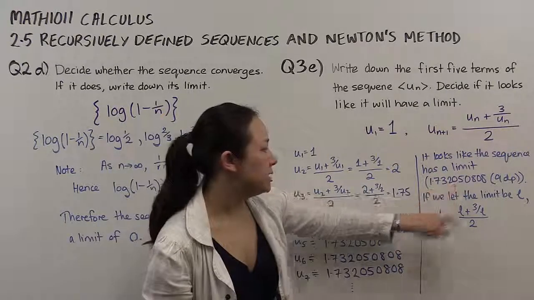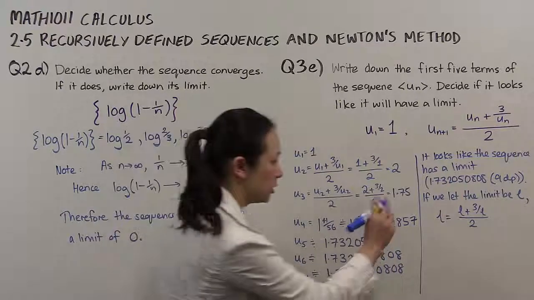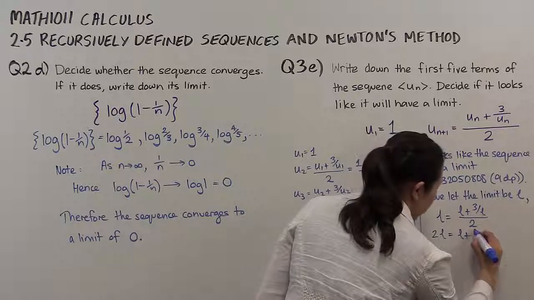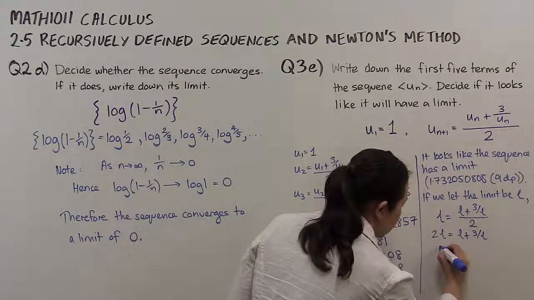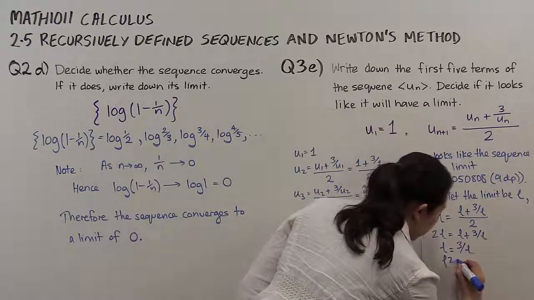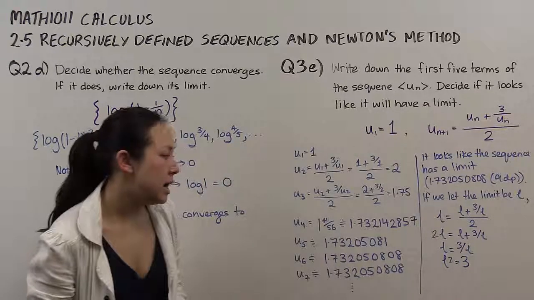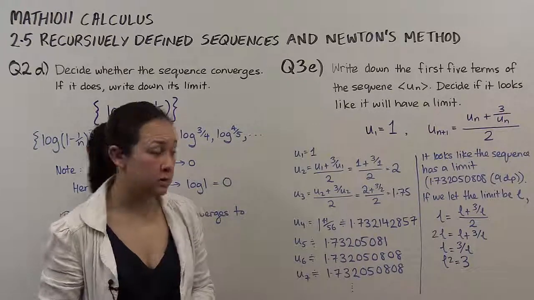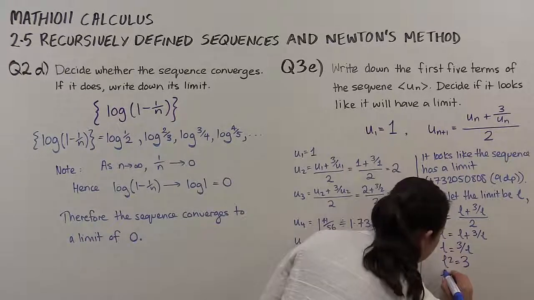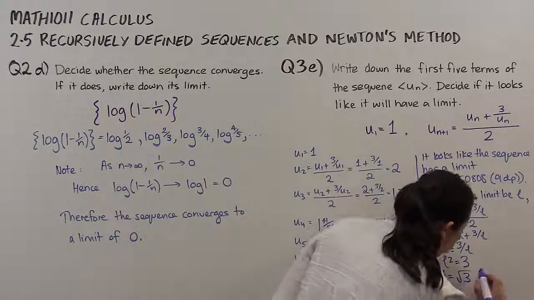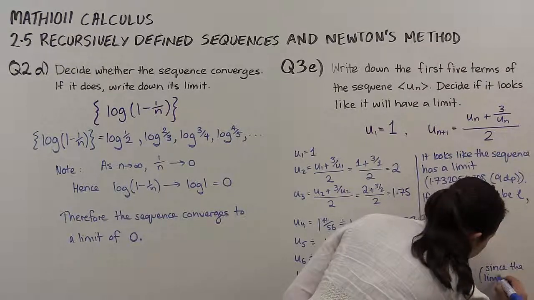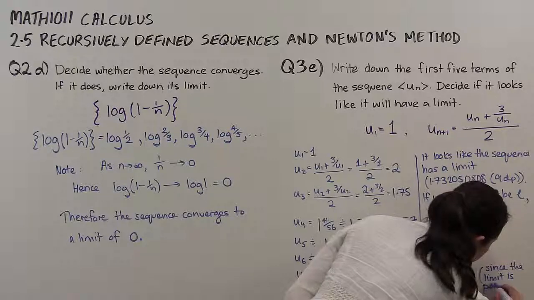What is this 1.732050808? So let's solve this. Multiplying by 2, we get 2L is L plus 3 on L. Subtracting L from both sides, we get L is 3 divided by L. That's saying L squared is equal to 3. Now, there are 2 numbers that square to give 3, plus or minus the square root of 3. We can see this limit is positive here. So we'll say L is the square root of 3, and let's just note, since the limit is positive.